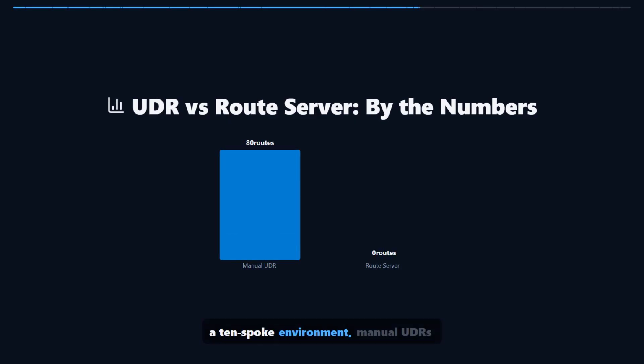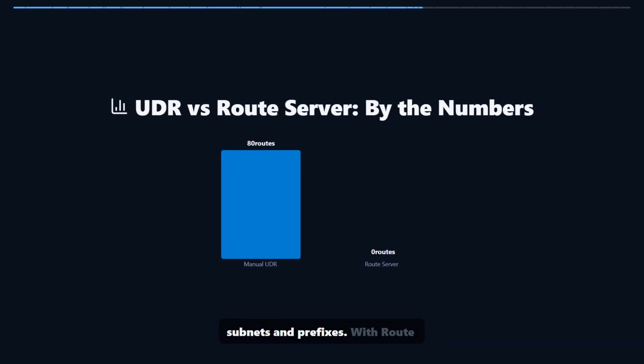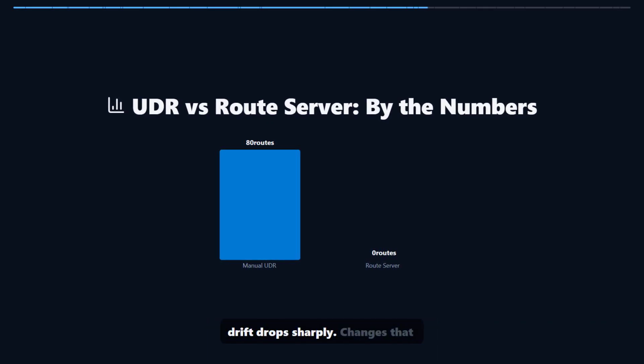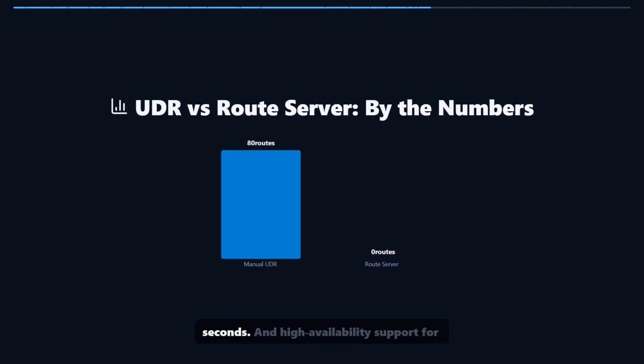The numbers don't lie. In a 10-spoke environment, manual UDRs can mean managing dozens of custom routes if you include subnets and prefixes. With Route Server, that number drops to 0. The NVA advertises, and spokes pick up the routes automatically. The potential for drift drops sharply. Changes that take minutes across multiple spoke route tables now propagate in seconds. And high availability support for active NVAs comes built-in, not bolted on.